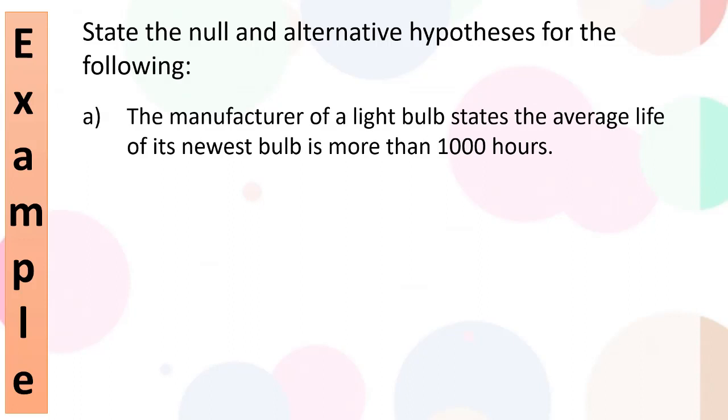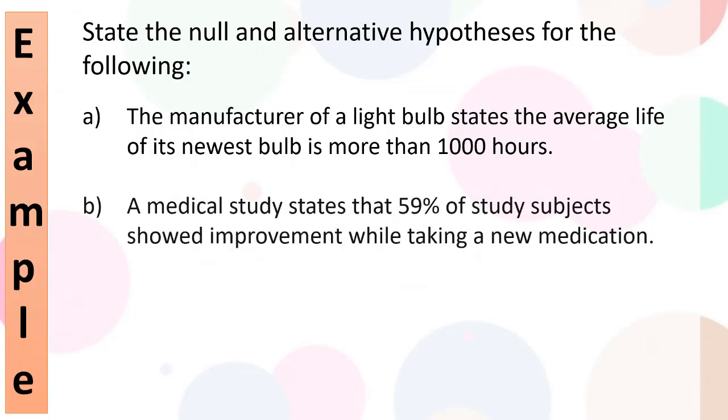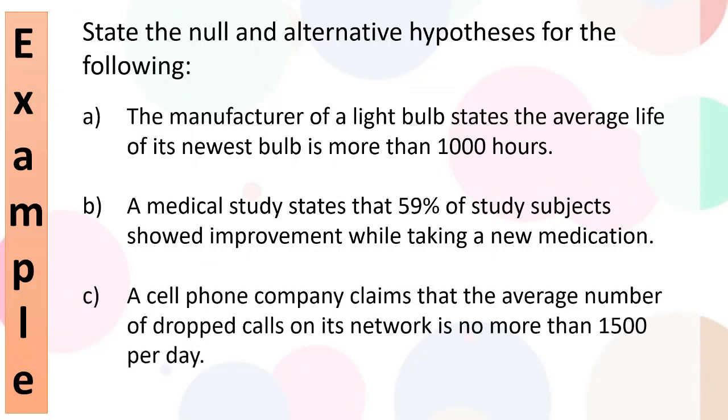Situation A. The manufacturer of a light bulb states the average life of its newest bulb is more than 1,000 hours. Statement B. A medical study states that 59% of study subjects showed improvement while taking a new medication. And statement C. A cell phone company claims the average number of dropped calls on its network is no more than 1,500 per day. We're just setting up the hypotheses here.